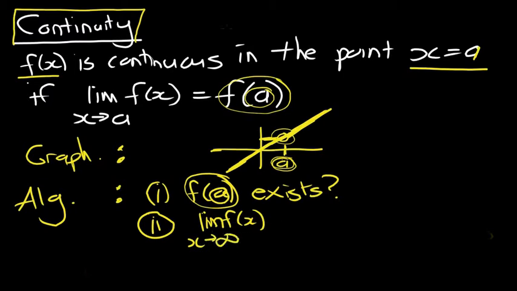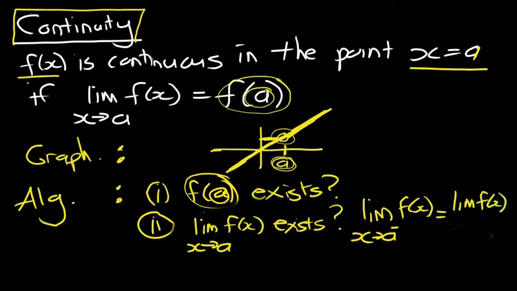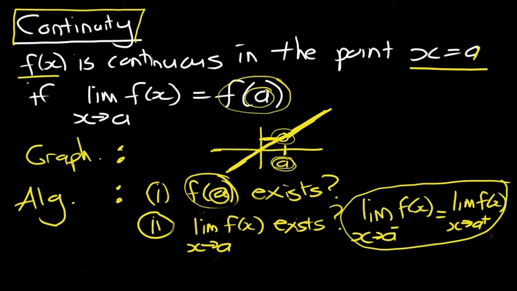Oops, let me wipe that out quickly. Let's try that again. The limit of f(x) as x approaches a must also exist, and remember what that means. First of all, we know that the limit of f(x) as x approaches a from the negative side is equal to the limit of f(x) as x approaches a from the positive side. When this is true, then the limit of f(x) as x approaches a exists.